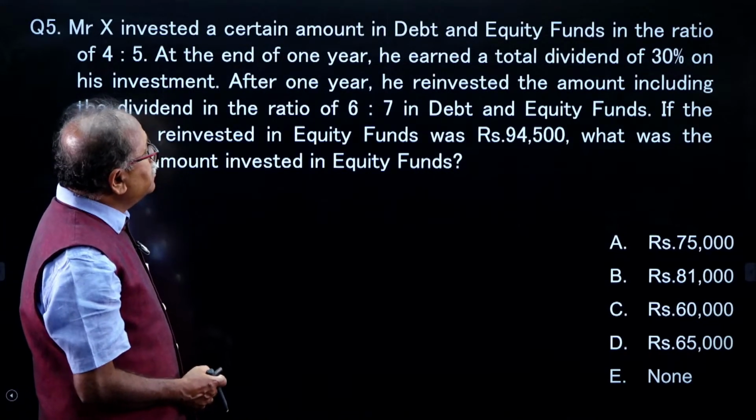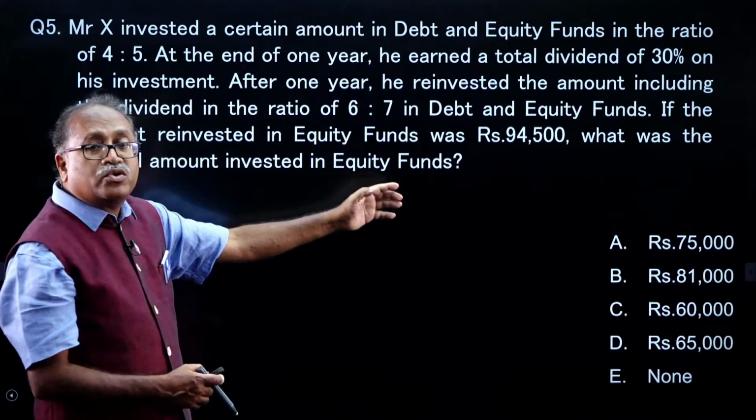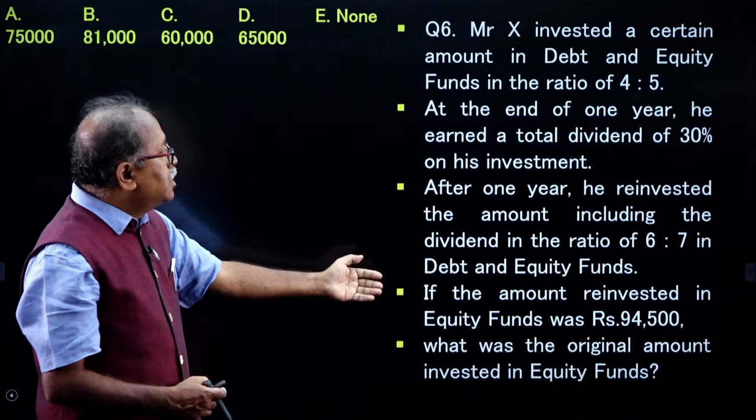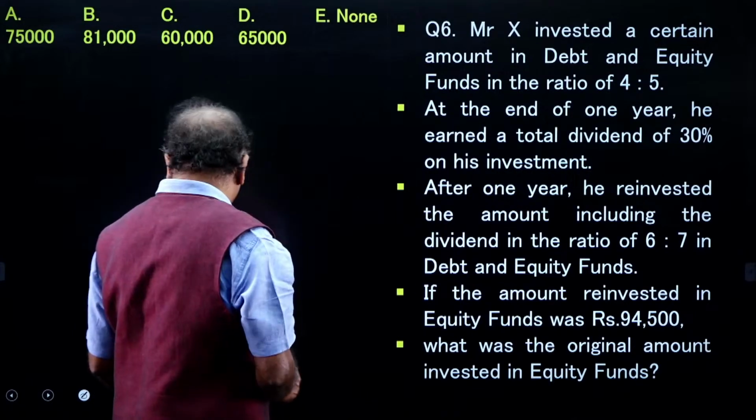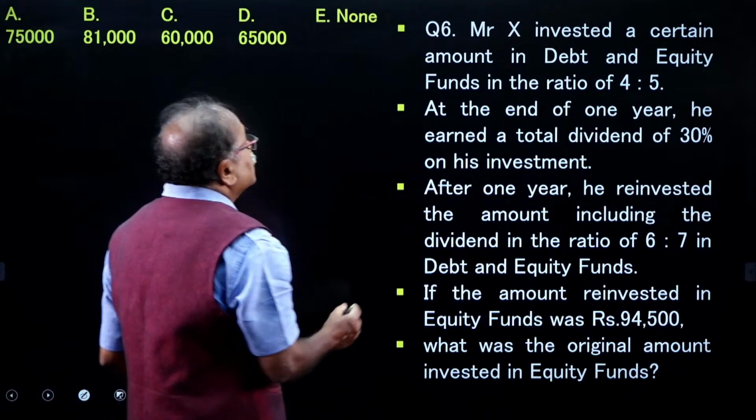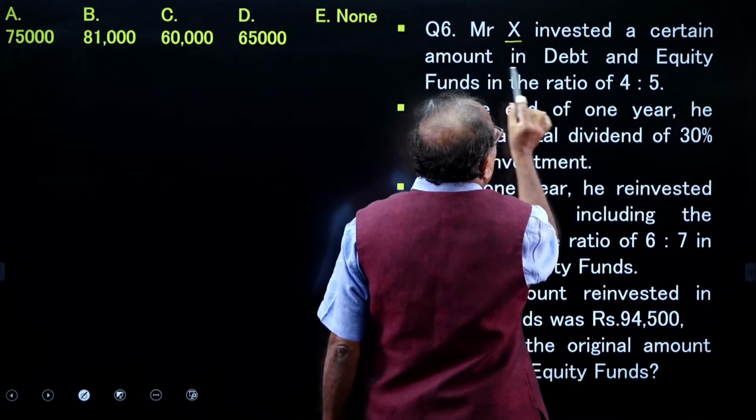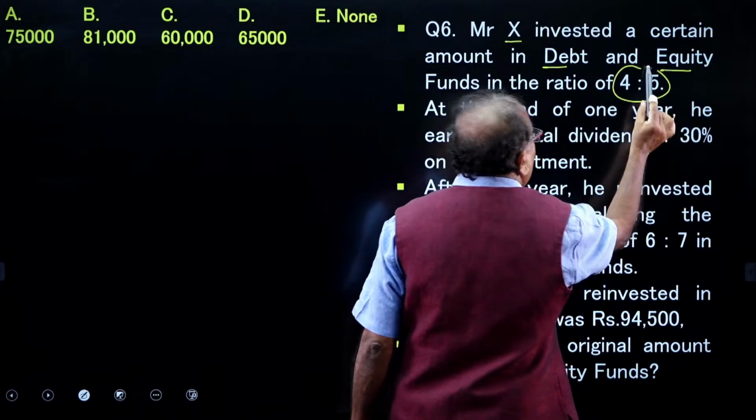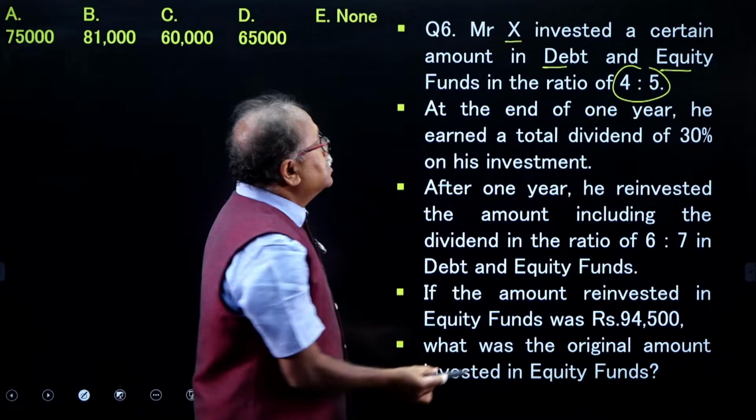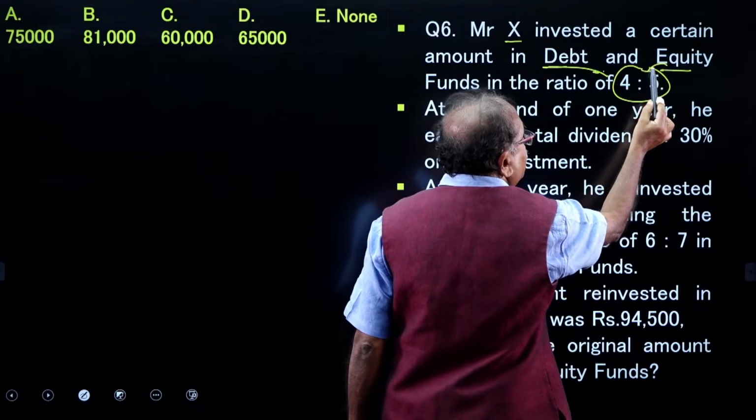Can you see over here? In order to make these things a little easier to read, I put it up in this format. Look at this one. Here, Mr. X invested a certain amount in debt and equity in the ratio of 4:5. That means 4 parts in debt and 5 parts in equity.